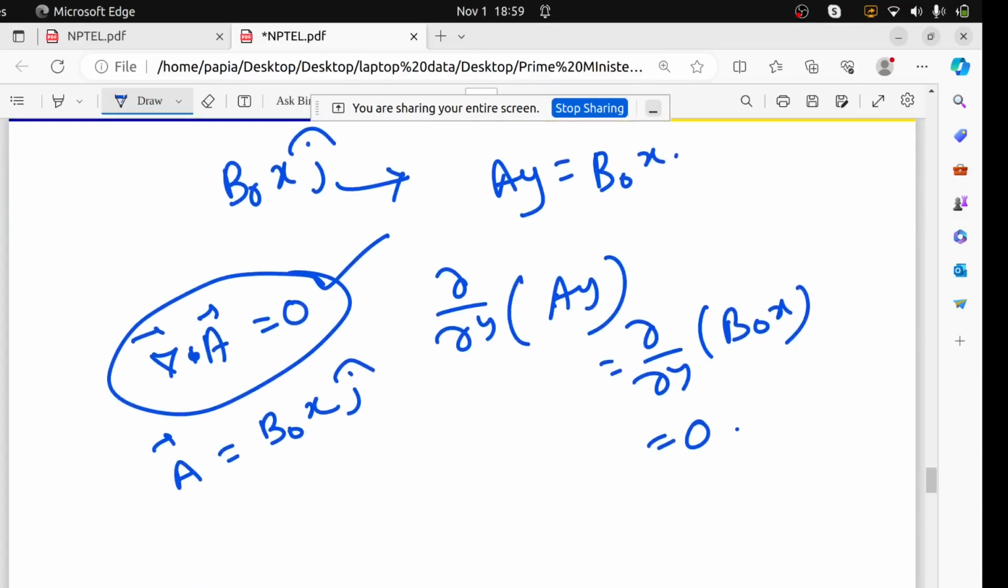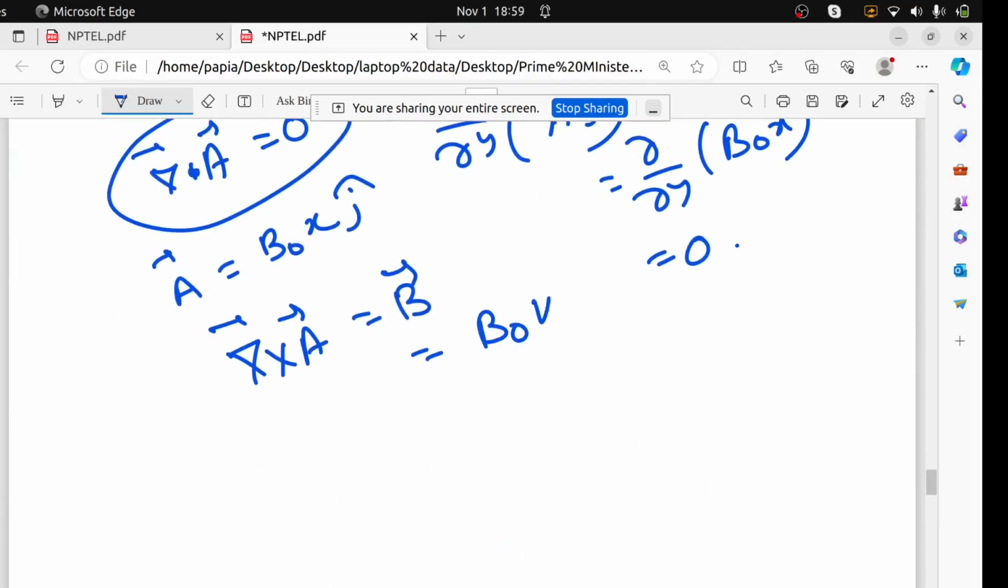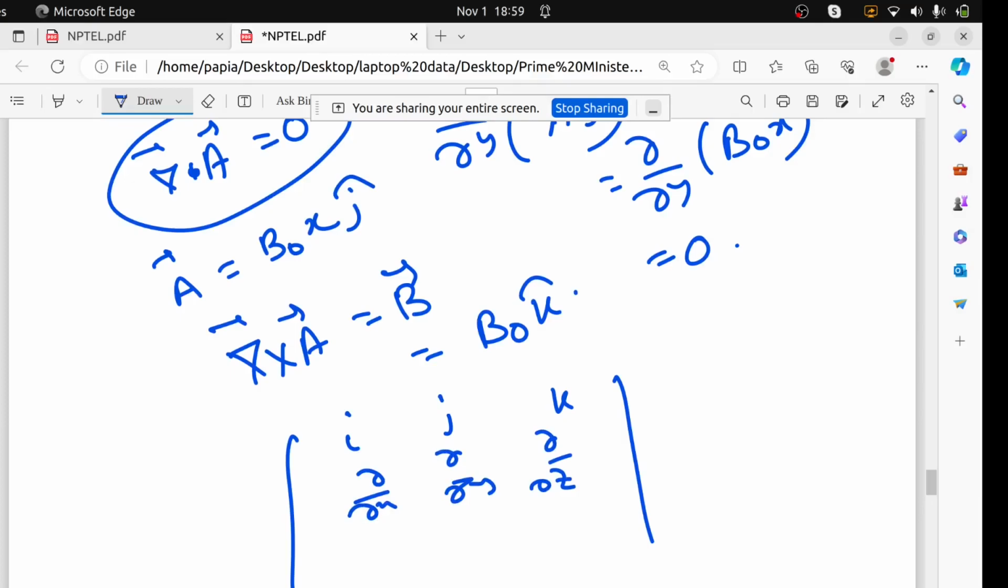Now come to the second condition also. We are going to calculate only the first condition right now. After that we have to calculate the second condition also. The second condition is what? Curl of A should be B, and B is already given here, b0 k cap. So if I do the curl of A, del x, del y, del z. So A was what? b0x. In I cap there will be no A. Only Ay term is there. That means this is b0x and this is 0.